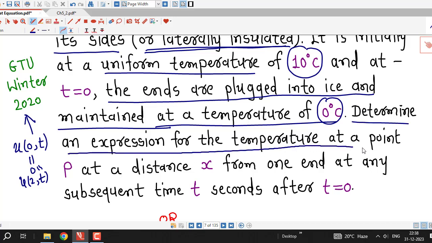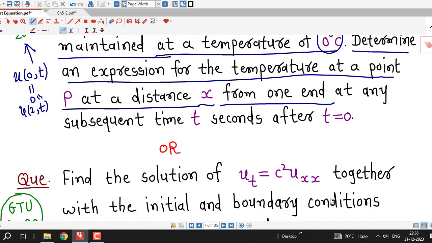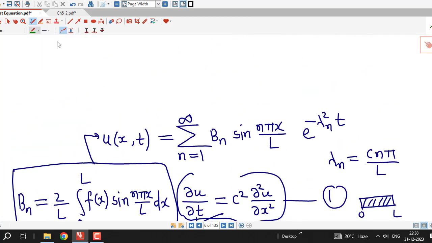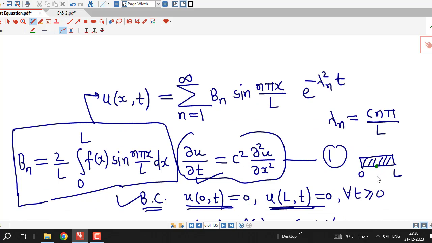Determine an expression for the temperature at a point P which is at a distance x from one end at any subsequent time t seconds after t equal to 0. Here we have to determine an expression for the temperature at a point P, that means somewhere along the bar. Suppose this point is denoted by capital P. Then suppose the coordinates of this point are (x, t). Then we have to determine an expression for the temperature at this point P, which is at a distance x from this end and at time t.